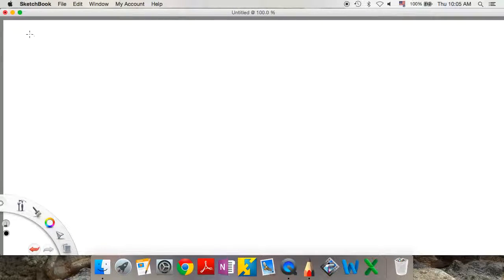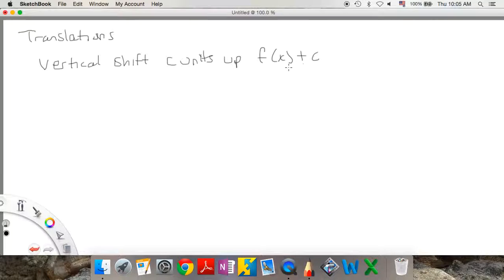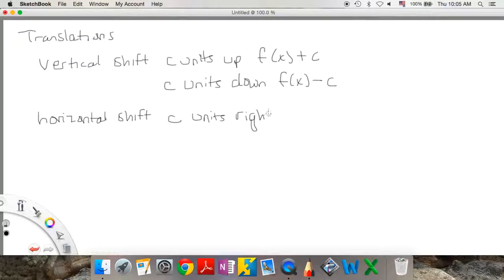Now, we need to talk about shifts and translations. You have a vertical shift, C units up if you have your function value plus C, and C units down if you have your function value minus C. And then you have a horizontal shift: you go C units to the right if your input changes to x minus C, and C units to the left if your input changes to x plus C. Notice for the horizontal, with the signs, it looks opposite of what you would think.